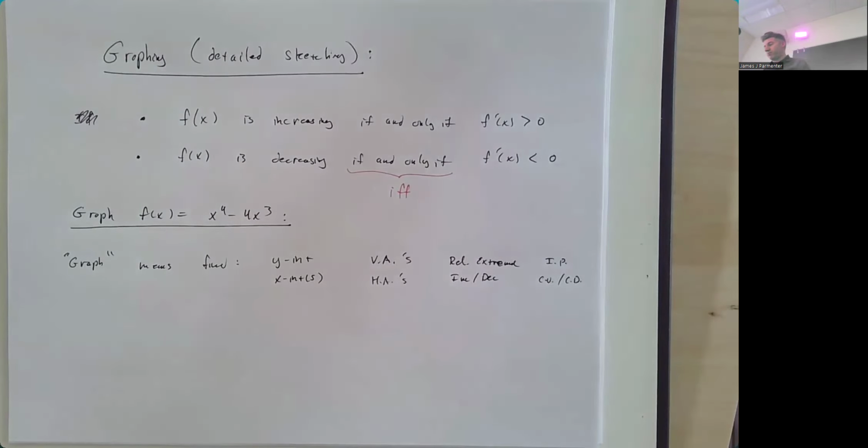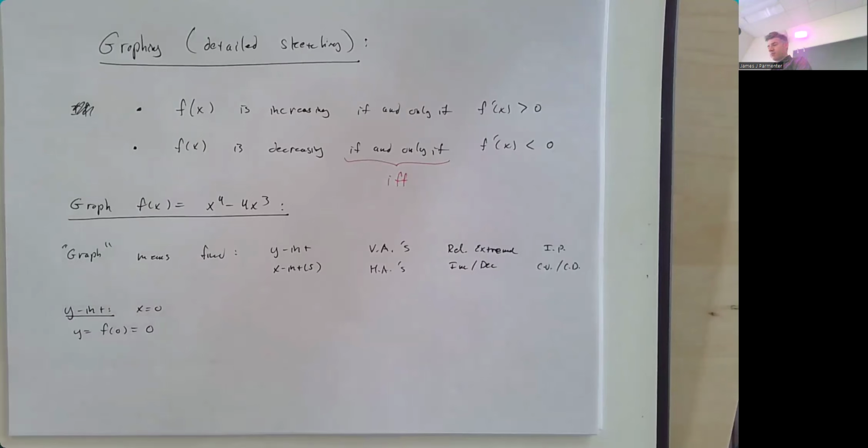So for this function, the y-intercept is not a big deal, right? If I want to find the y-intercept, I'm going to set x equal to 0. I'm going to get y equal to f of 0, which is 0 minus 0, which is 0. Y-intercept is usually not too bad to find.